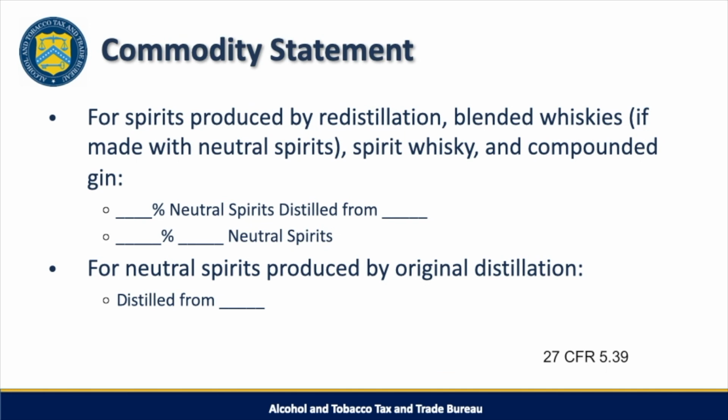Commodity statement. For spirits produced by redistillation, blended whiskies if made with neutral spirits, spirit whiskey, and compounded gin, the percent of neutral spirits and the agricultural source from which the neutral spirits were distilled must appear on the label. Either format shown on this slide is acceptable. For neutral spirits produced by original distillation, "distilled from" the agricultural source or "made from" are acceptable.